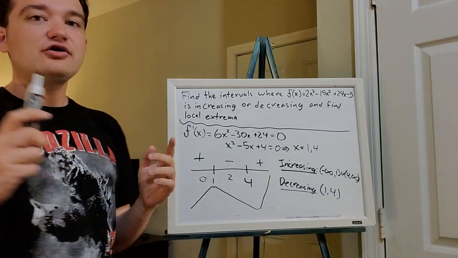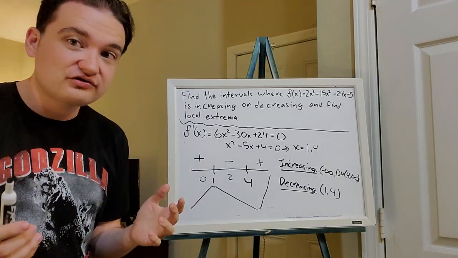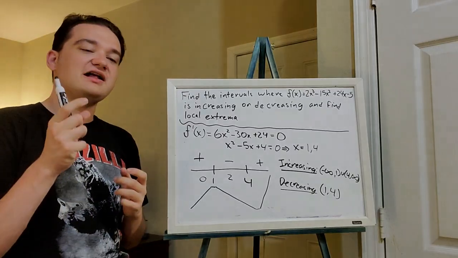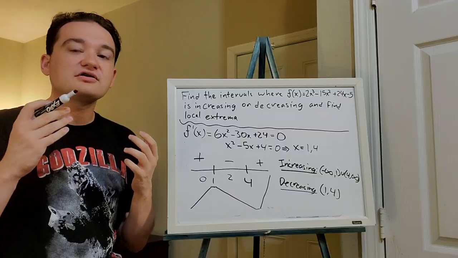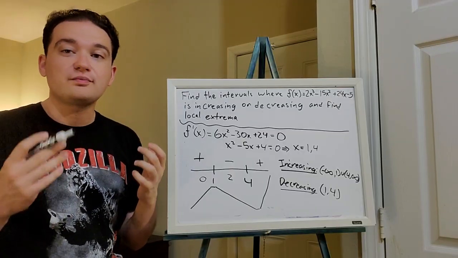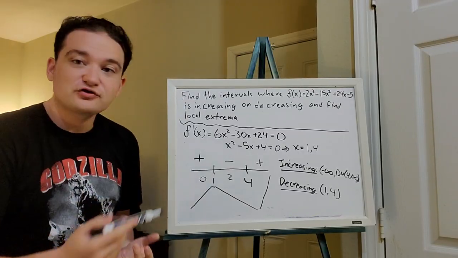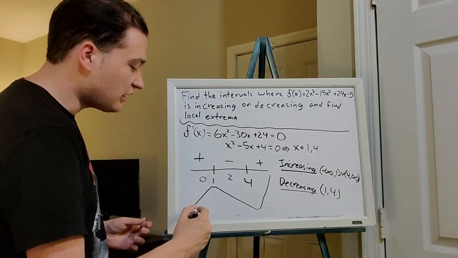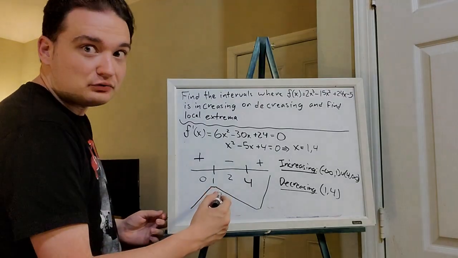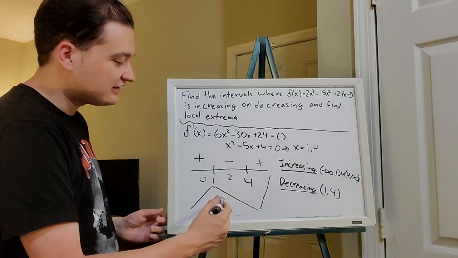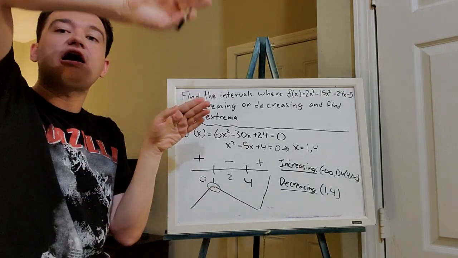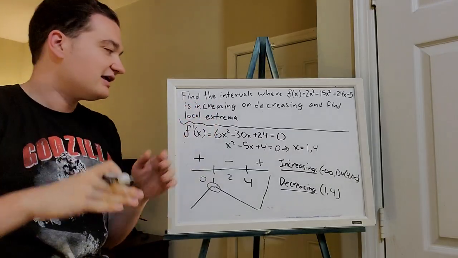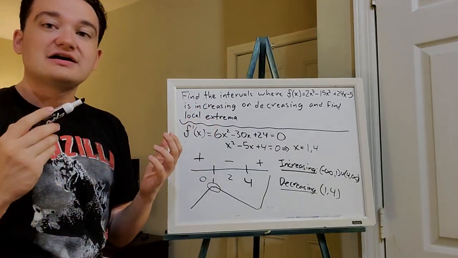Now, where do we find local extrema? Where do we find those little places that aren't necessarily the highest or the lowest, but are the highest or the lowest of all the points around them? The first derivative tells us. If we go up and up and up, flatten out, and then we start going down again, whatever this point is, where we stop going up and start going down, that is a local maximum.